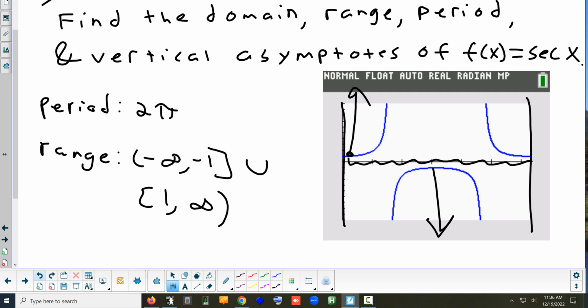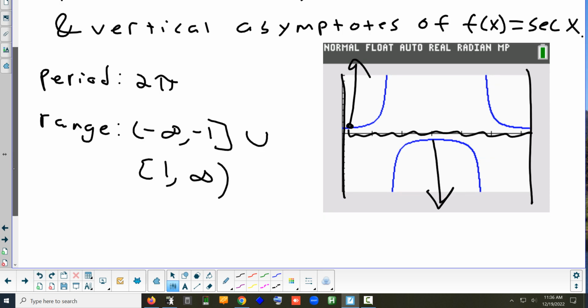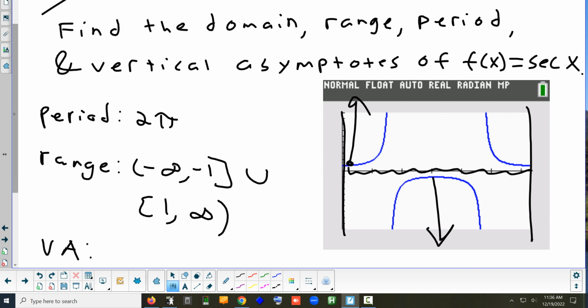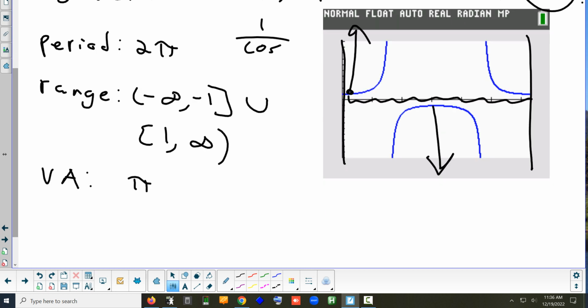So we've got the domain. Well, no, we don't have the domain yet. Let's do the vertical asymptotes. And don't even think about the chart. I mean, you can if you want, but think about secant. What is secant? It's 1 over cosine. And where's the first time cosine crosses the x-axis? There you go. So there's your vertical asymptote. I find it easier to think of it that way as you try to memorize the table. So our first asymptote is at pi over 2.